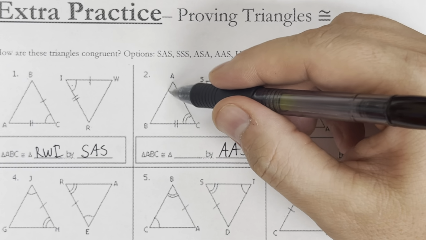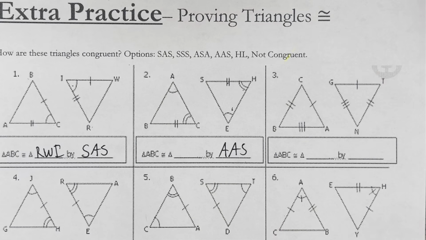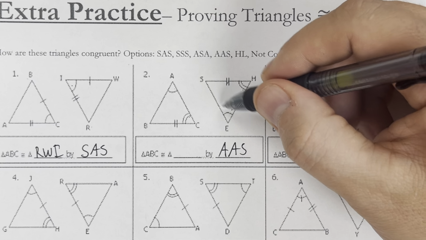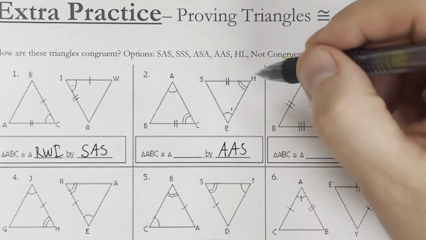ABC again, so 1 tick mark on the angle to none. I need to follow that same pattern: 1 tick mark on the angle to none. So ESH.